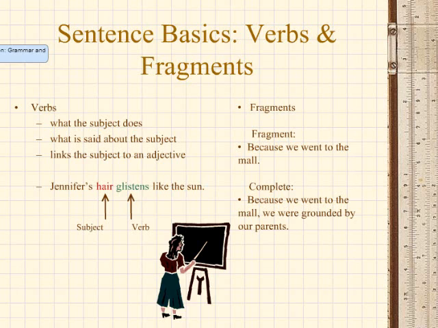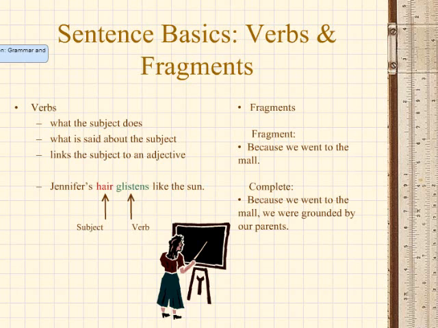Your textbook states that to find a subject, ask yourself who or what the sentence is about. In the example above, who is the sentence about? The answer is Jennifer. You could also ask yourself what the sentence is about, and that answer would be Jennifer's hair. So we now have the subject of the sentence, Jennifer's hair.